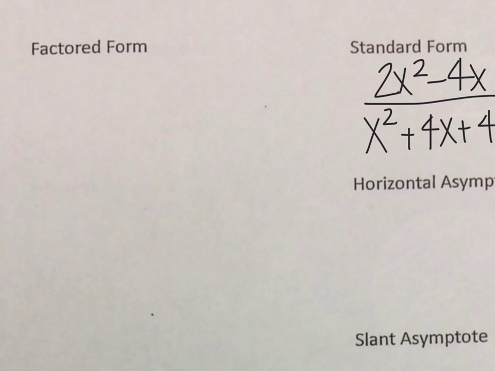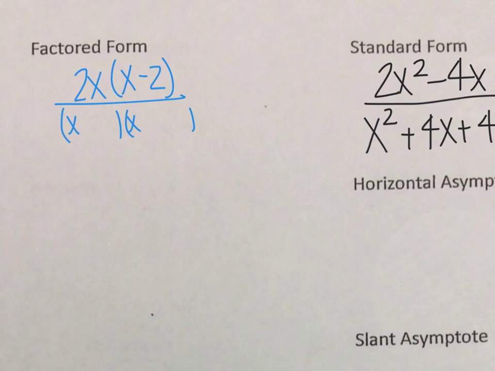The top is pretty easy to factor because it's just a GCF. I have 2x squared minus 4x. Well, I can factor out a 2x, and if I factor the 2x out, I'm left with x minus 2. And then in the denominator, x squared plus 4x plus 4, I need two numbers that when I multiply them give me 4, and when I add them also give me 4, and that's going to be plus 2 and plus 2. So my factored form is 2x times x minus 2 divided by x plus 2 times x plus 2.